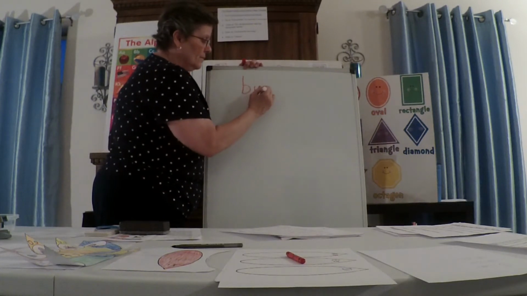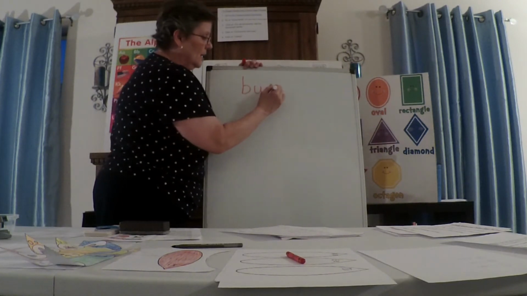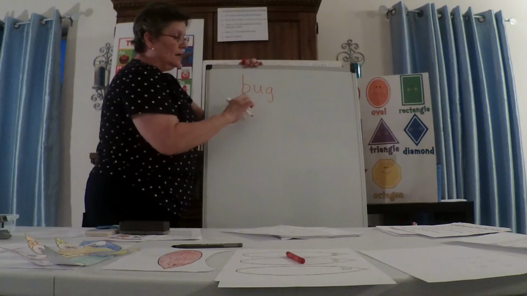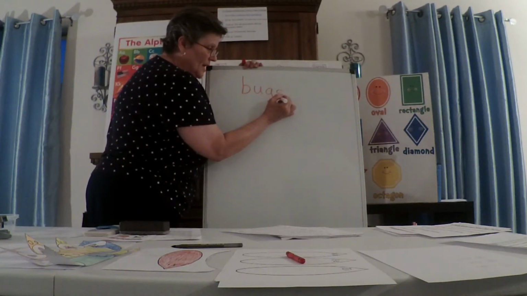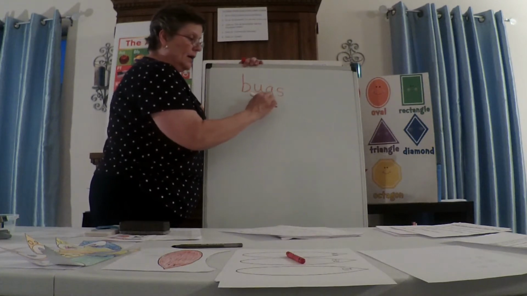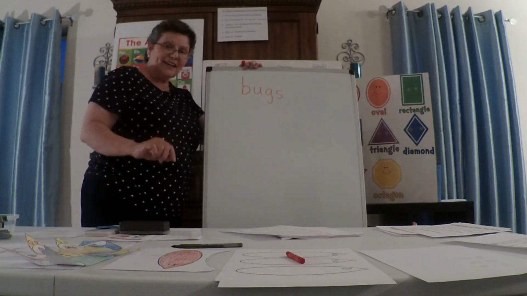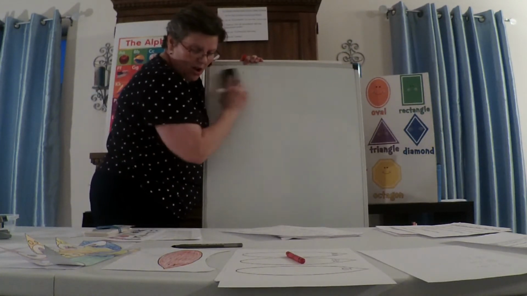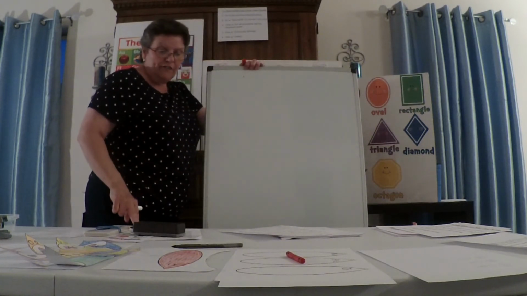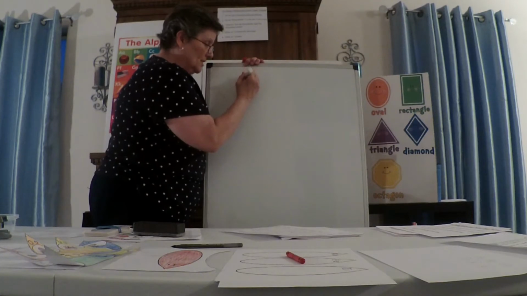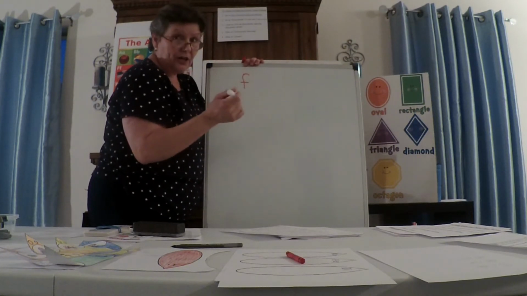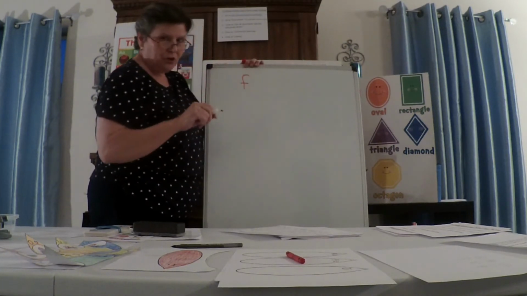Ba. G. Ba-ug. Okay, but if we have more than one, we put an S. Let's try it. Bugs. More than one. Okay, so there are a few more on here. Let's try just one of these. You can work with these at home if you decide to print out your book. You can stretch these words at home.